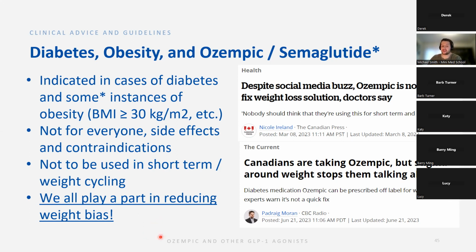And the last thing that's important to note is that weight stigma still affects a lot of people, both in the stigma that they need to take the medication in order to achieve this, or that they may be perceived as being lazy. And as we've seen, diet and exercise is not a fix-all for everyone, and there may be some people that do require these medications to achieve that.